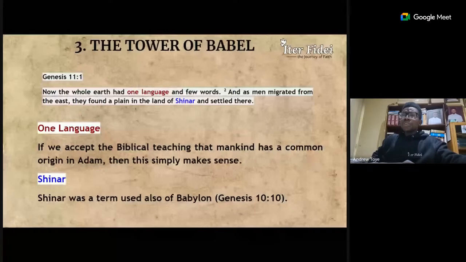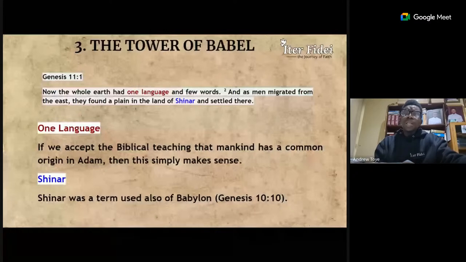Was it Hebrew or some Semitic language from which Hebrew would later come? Or was it Yoruba or Hausa or Igbo? But I would recommend that we call it the language of love, the language of unity. And that's the only language that can foster unity.